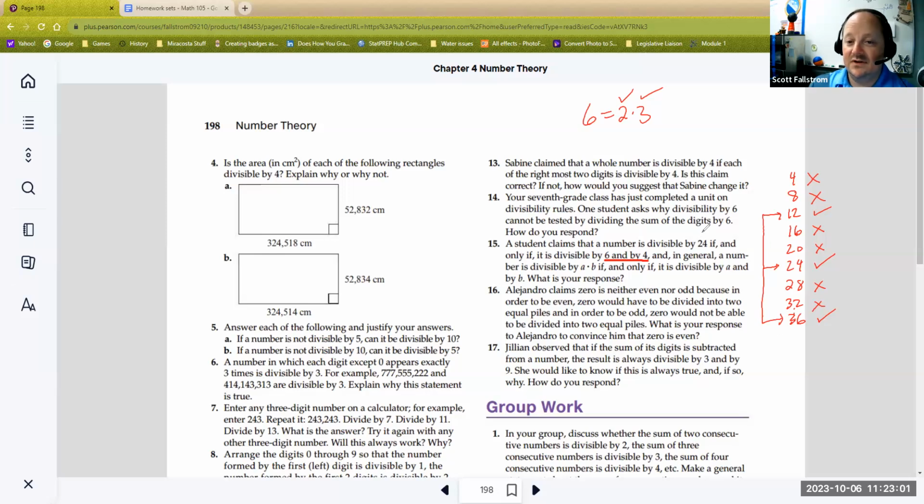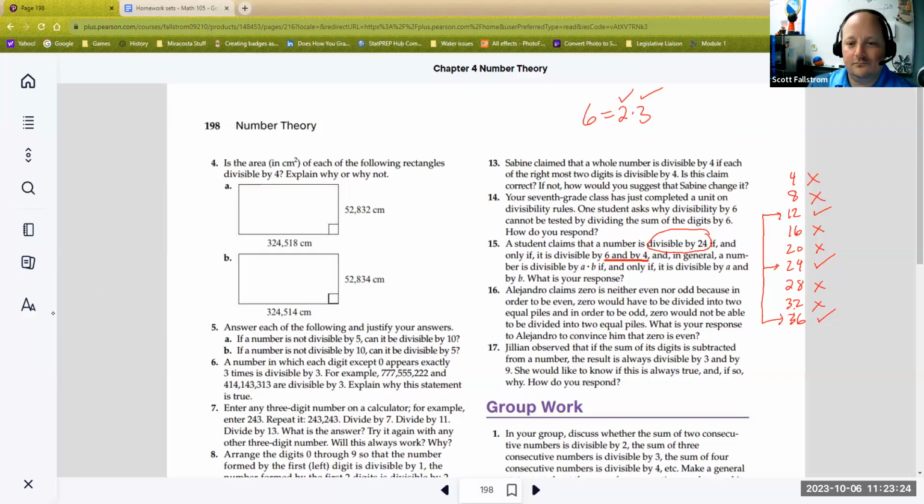So now the student is claiming that every one of the numbers pointed to with these arrows, every one of them is divisible by 24. So you found numbers that are divisible by 6 and 4. Does that mean that it must be true that it's divisible by 24? And vice versa. If it's divisible by 24, does that mean it's divisible by 6 and 4? Those are two completely different questions.